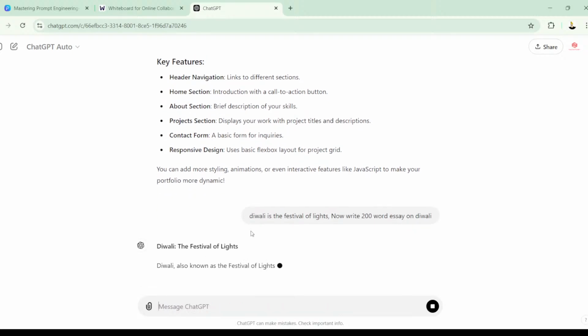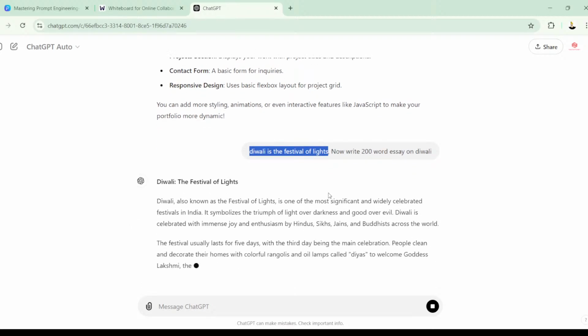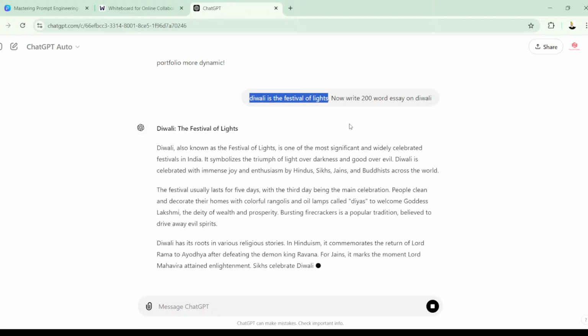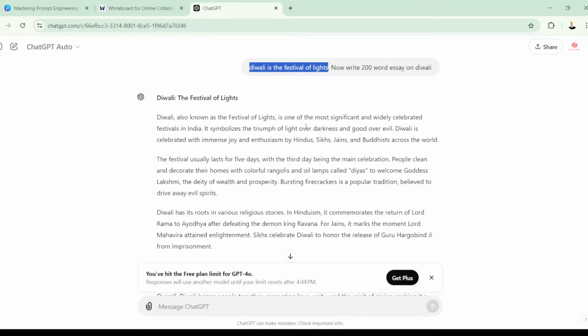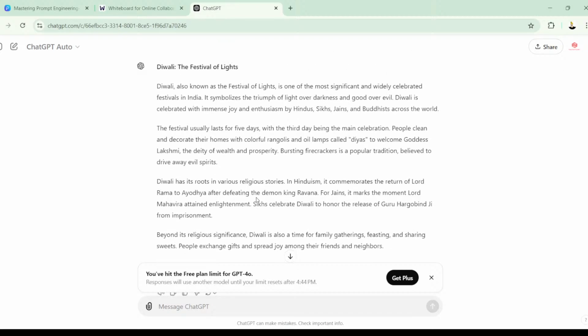Here I have used only one shot. You can use 3 or 4 examples, that means 3 or 4 shots, few shots, and then you can write this prompt: now write 200 words on Diwali. So it would give a better response. Got it?